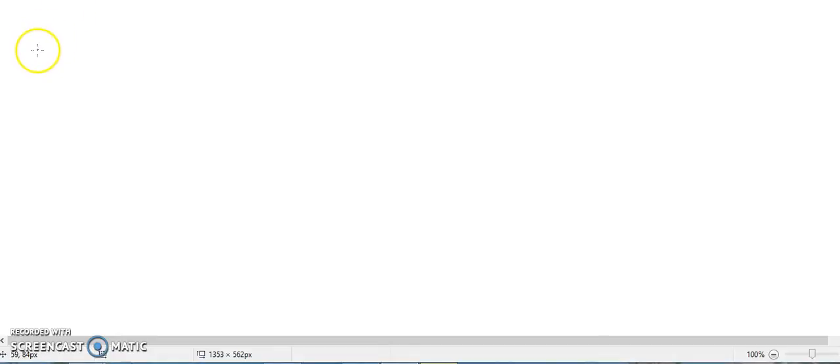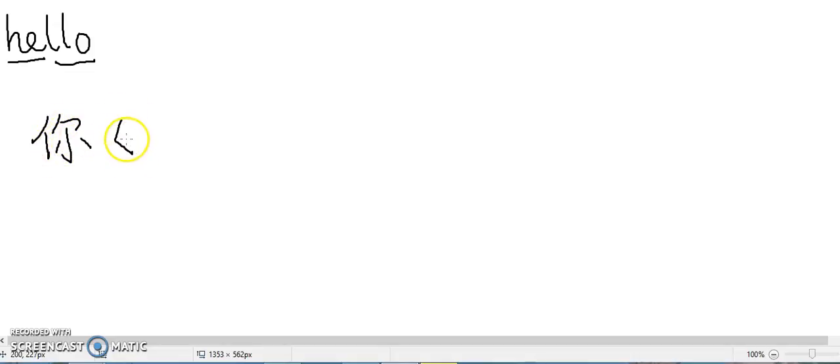Chinese language is different from English. When you write an English word, for example, hello, you can tell HE is probably pronounced as H, LLO as L. But in Chinese, when you write down two characters, Ni, Hao, when you look at them, you have no idea how to pronounce them. So we created a system called Pinyin.